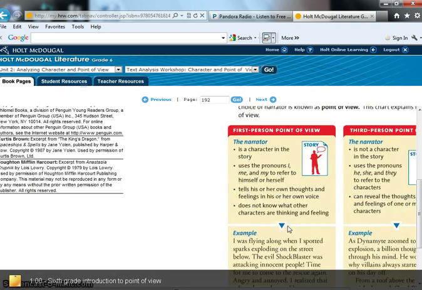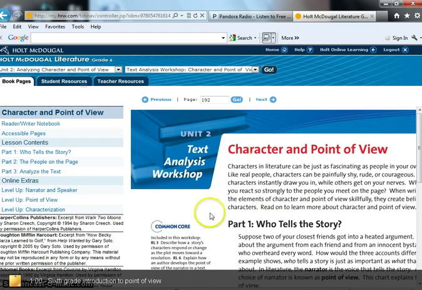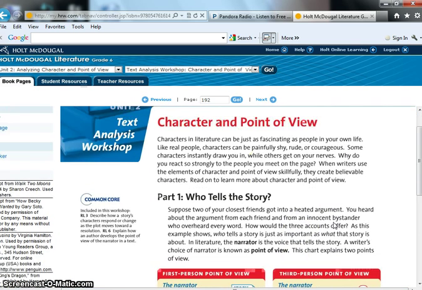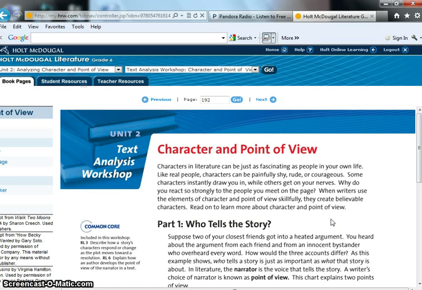This is the page. This looks exactly like the page that you would see in the textbook if that's what you're using. I'm going to scroll over here and let's take a look. Let's go through this together. It says character and point of view. Now here are the Common Core standards that we're going to be focusing on this week.